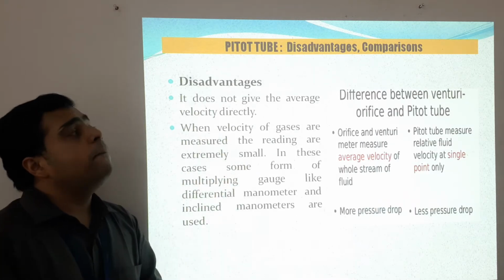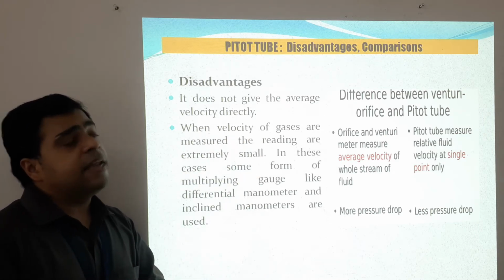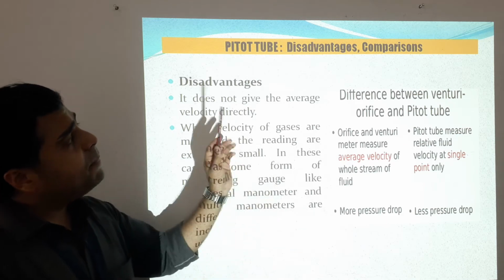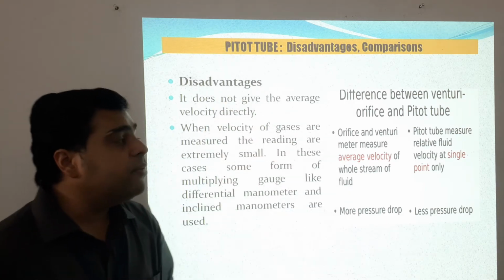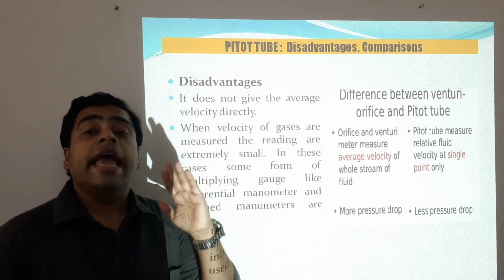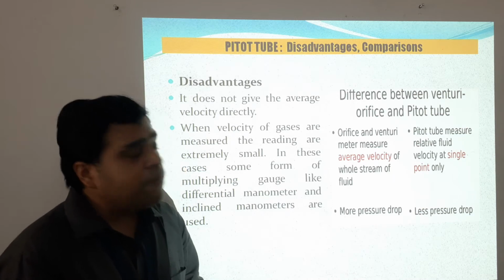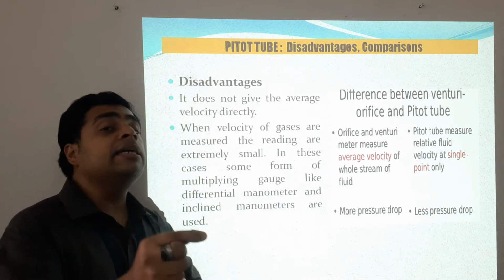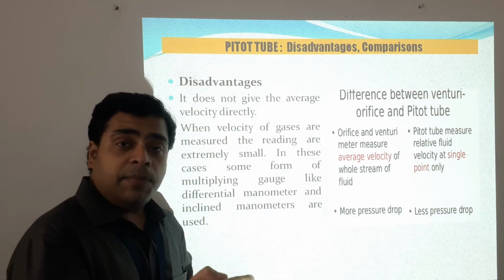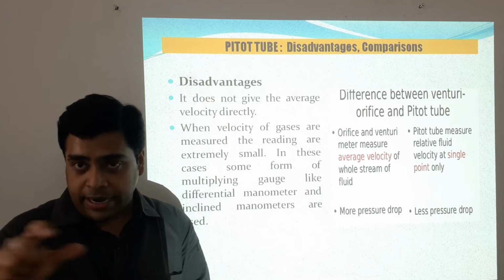Come to its comparisons or disadvantages. So when we compare it with the orifice and venturi meter, the basic difference is that the orifice and the venturi meter measure the average velocity of the whole stream of fluid, whereas the pitot tube measures the relative fluid velocity at a single point only. And what is the single point? The point where the pitot tube is being inserted in the streamline.